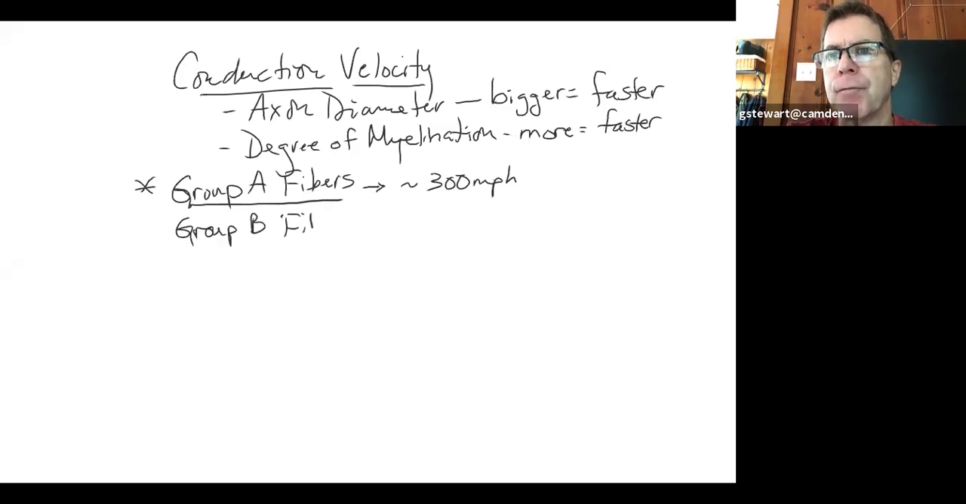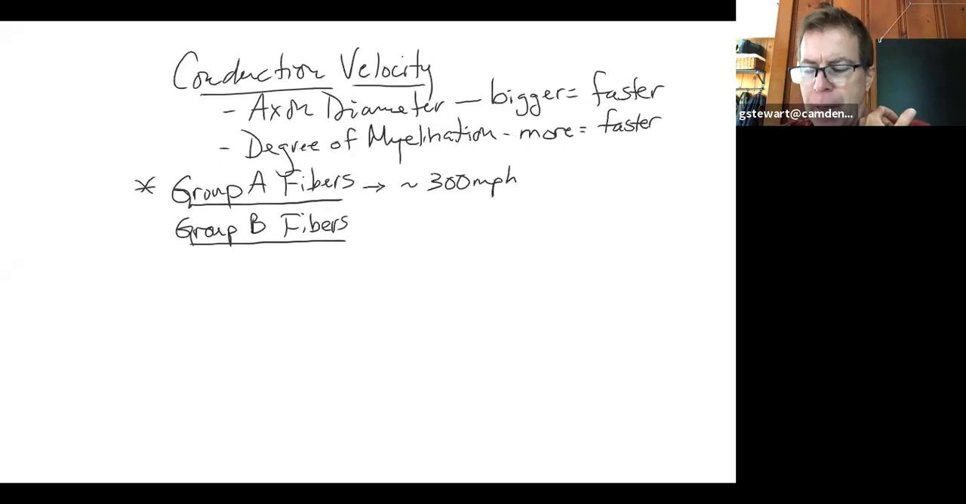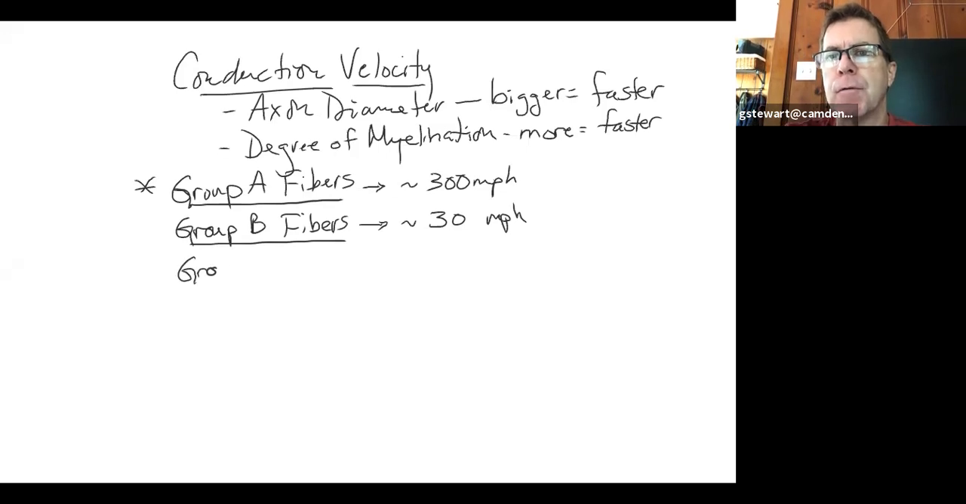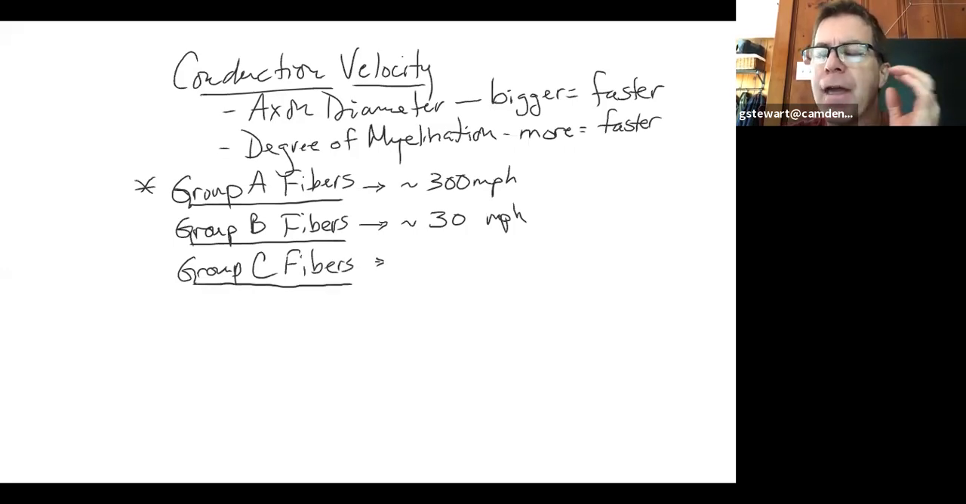Group B fibers are less large, they're smaller in diameter than group A, and they are lightly myelinated. The easiest way to remember this is tenfold. So they conduct impulses about 30 miles per hour. And finally, group C fibers. These fibers are the smallest in diameter, and they are unmyelinated. So they're going to be the slowest. They're about 2 to 3 miles per hour.